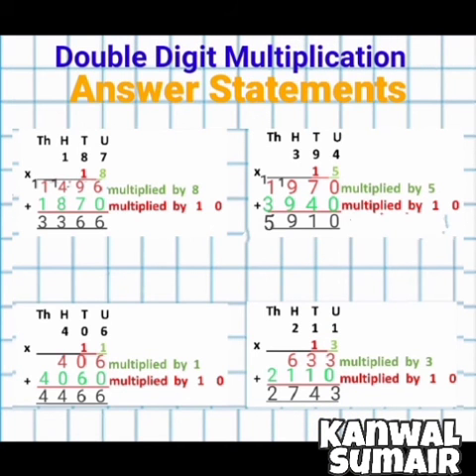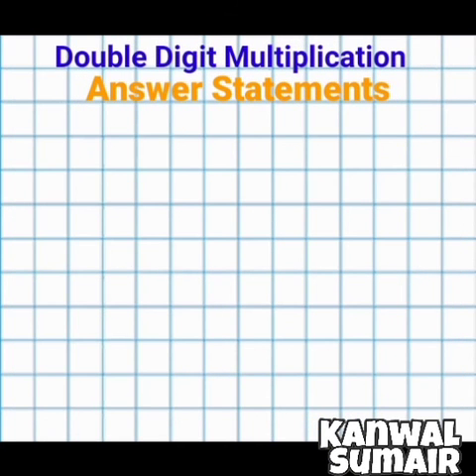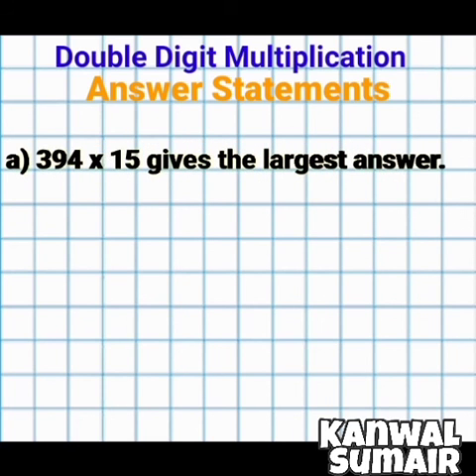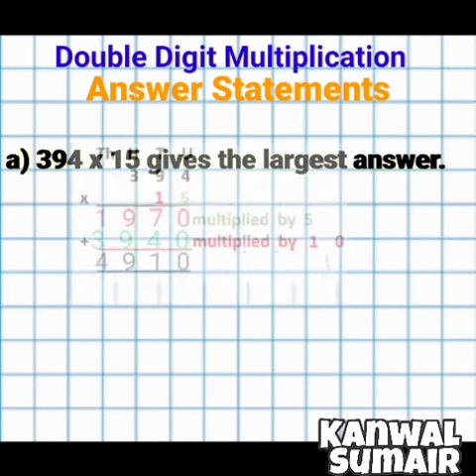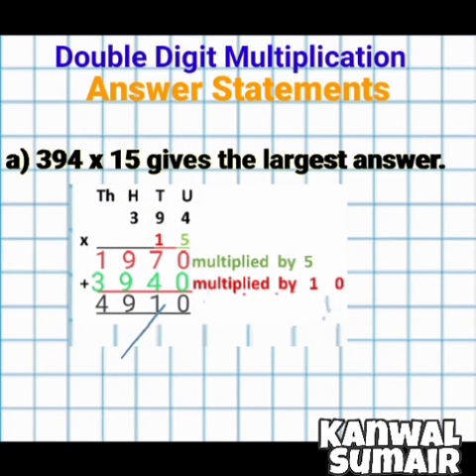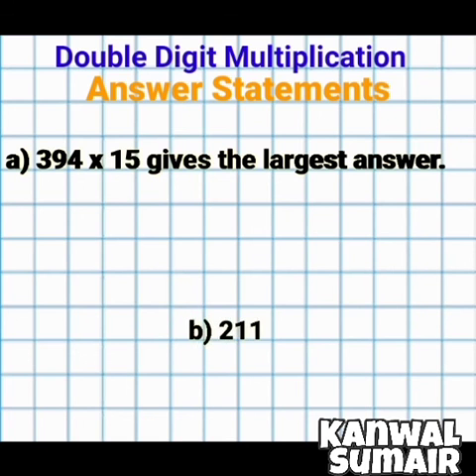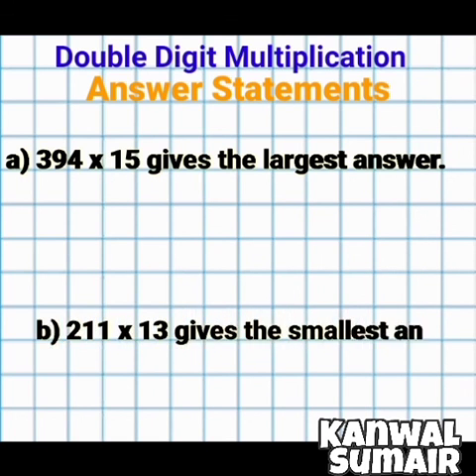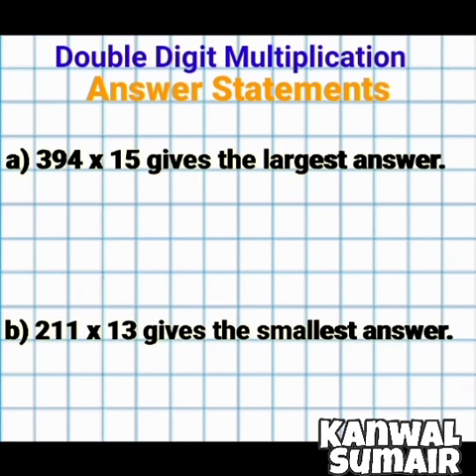Now let's write the answer statements. 394 multiplied by 15 gives the largest answer. Let me clarify one thing here. We cannot say 5910 gives the largest answer because 5910 itself is an answer. So actually we multiplied 394 with 15, which gave us the largest answer. Similarly, 211 multiplied by 13 gives the smallest answer.